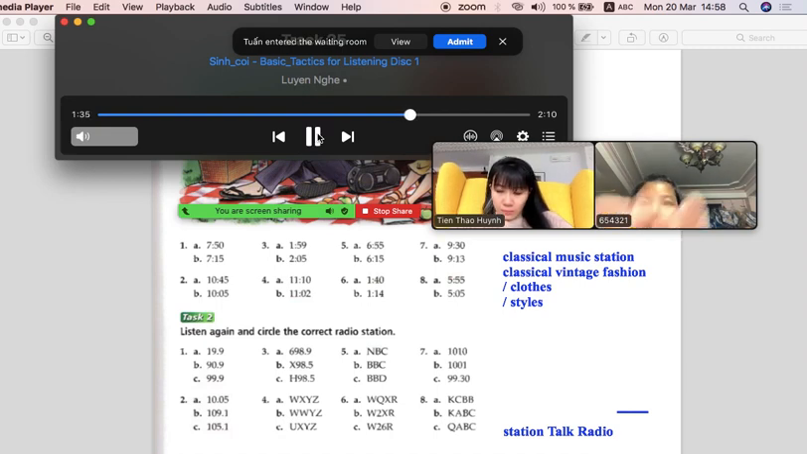7. This is 1010 News Radio, the station with all the news all the time.